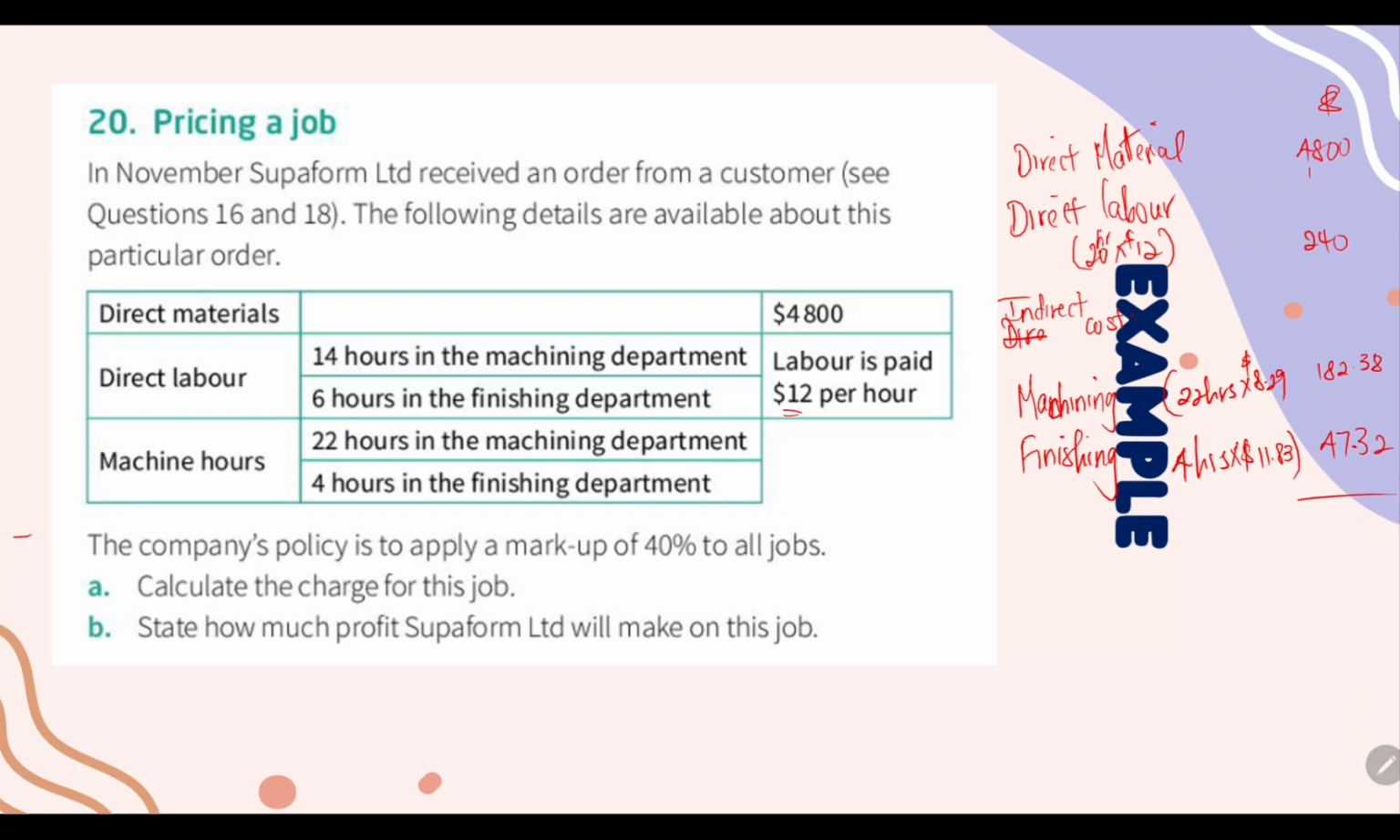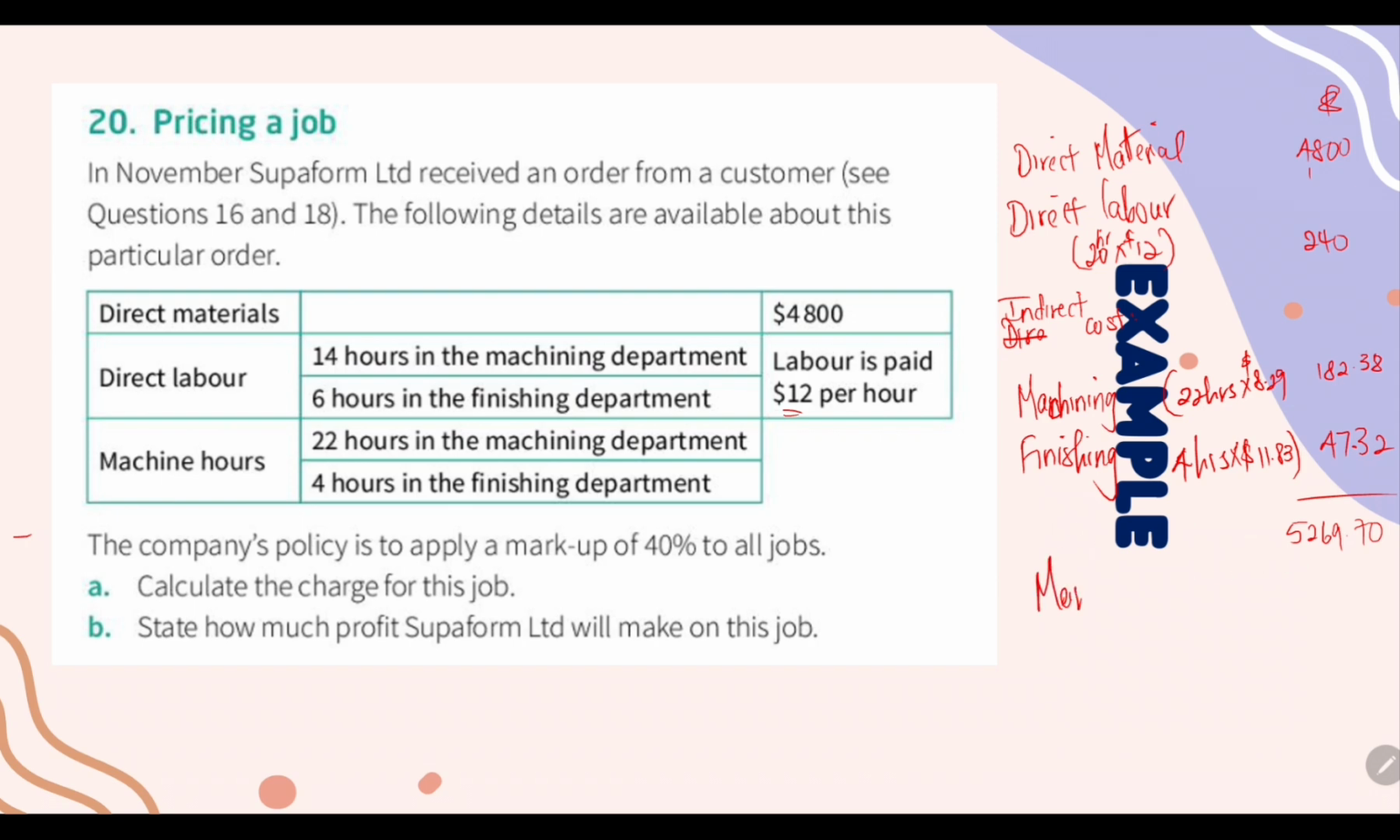Alright, so let's add this up quickly. You have $47.32 plus $182.38 plus $240 plus $4,800. So you have $5,269.70. And we have a markup.